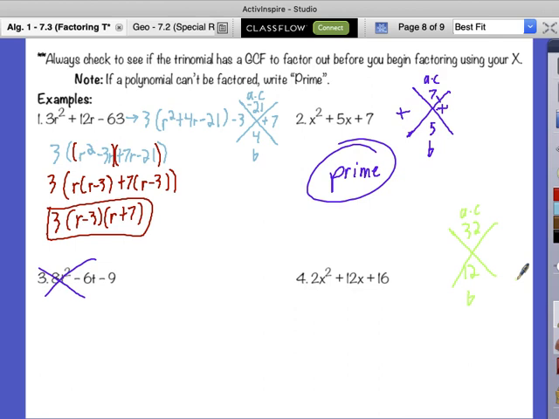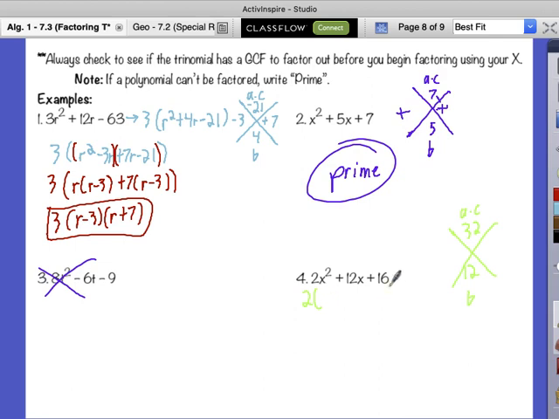We could factor out a GCF, couldn't we? Let's factor out our GCF. That's going to make your life easier, guys. So we have to erase. Yes, erase your x. That's why I stopped before we got too far.